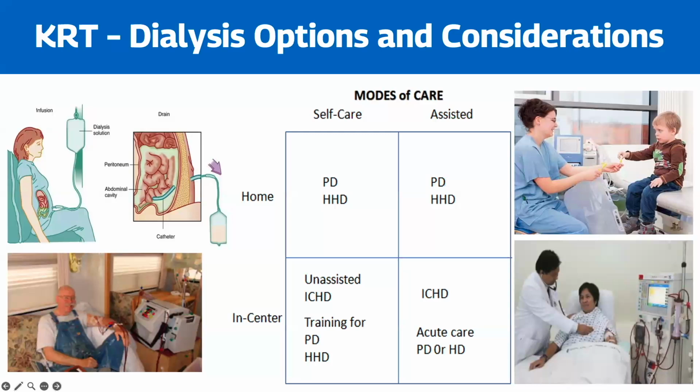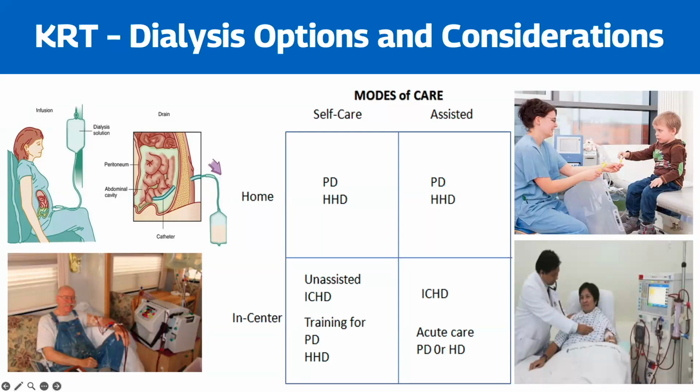these patients are unable to perform self-care dialysis in the form of peritoneal dialysis or home hemodialysis for a variety of reasons, including, for example, late referral, burden of illness, and the need for an urgent start. So the options model in the center of this slide illustrates the relationship between the modes of care and the setting for this care.